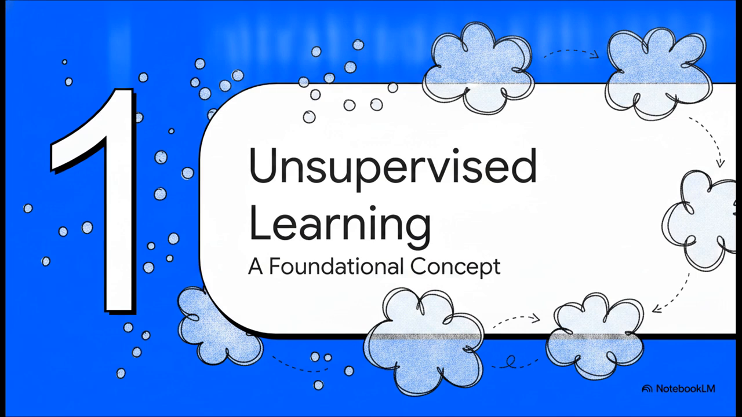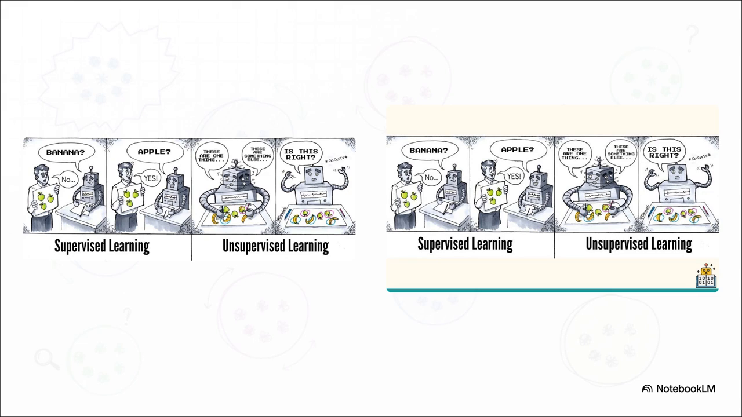Section 1, supervised versus unsupervised learning. To really understand k-means, we first have to understand the environment it operates in. Take a look at these two scenarios with our little robot friend here. On the left, we've got supervised learning. The human literally holds up a picture of an apple, and the robot learns to identify it because it's been handed the answer key. It asks banana, the human says no. It asks apple, yes. It has perfectly labeled data to guide it.